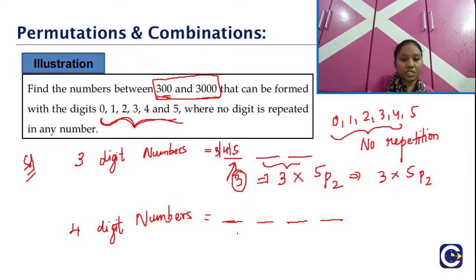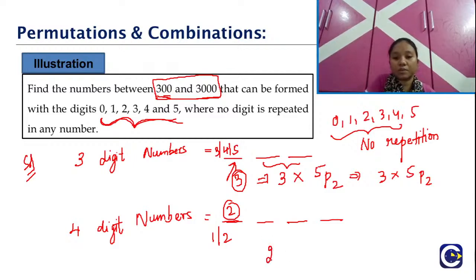So let's see for the next one. So this is the thousands place. Here we cannot have 0, that's for sure. We can have 1 here and we can have 2 here. But 3 is also not required here because they are asking in between 3000. So for the thousands place we are having only 2 possibilities.